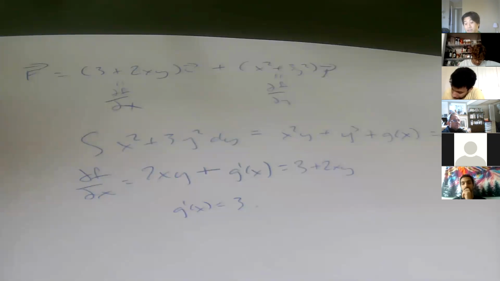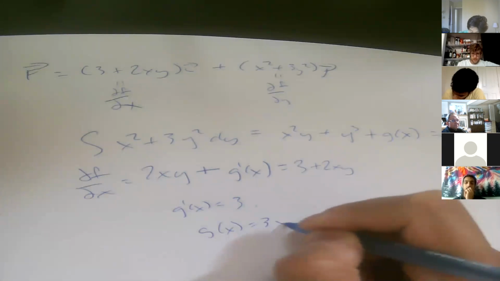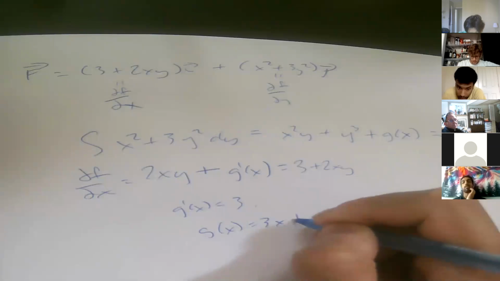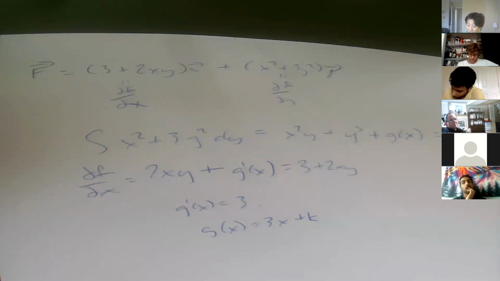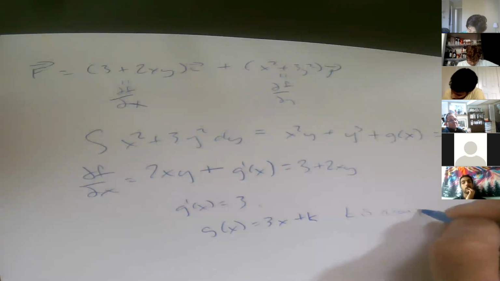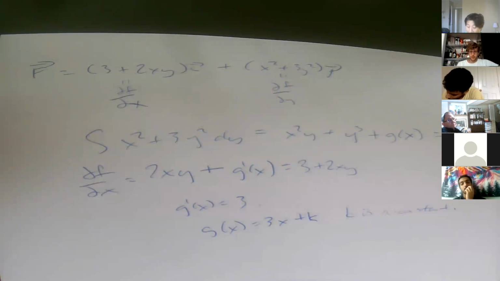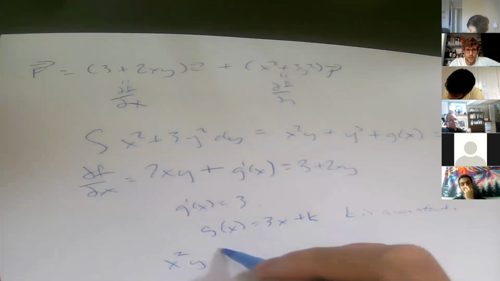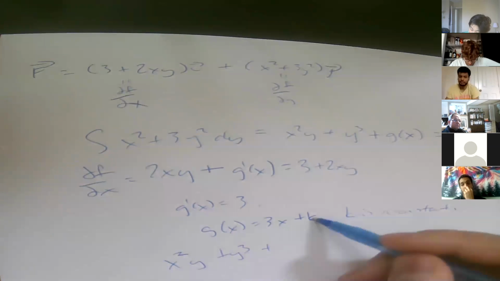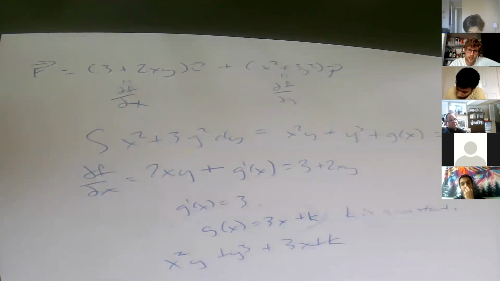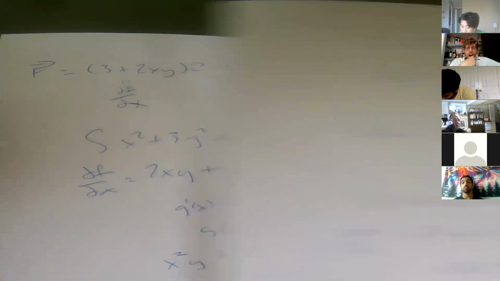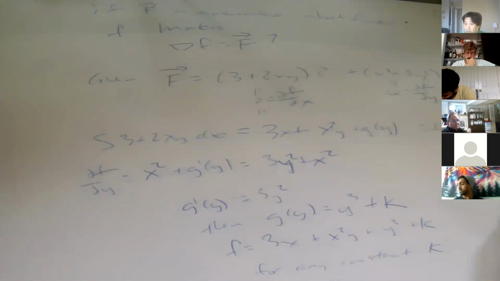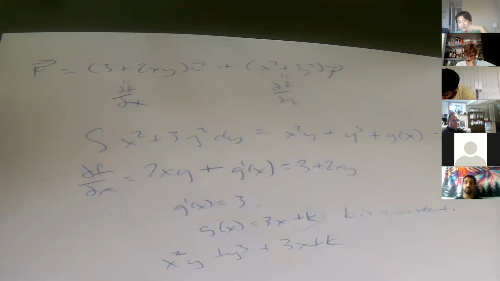So what is g of x? Just 3x. G of x is 3x plus k, and k is now a constant. So what is f? F is x squared y plus y cubed plus this, 3x plus k. And they're exactly the same. So doing them in any order doesn't matter.